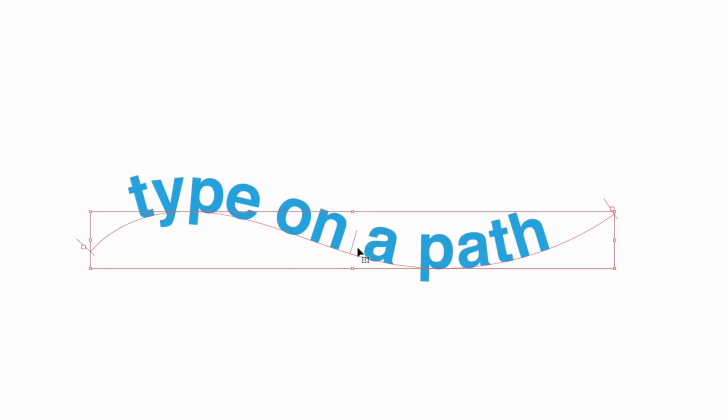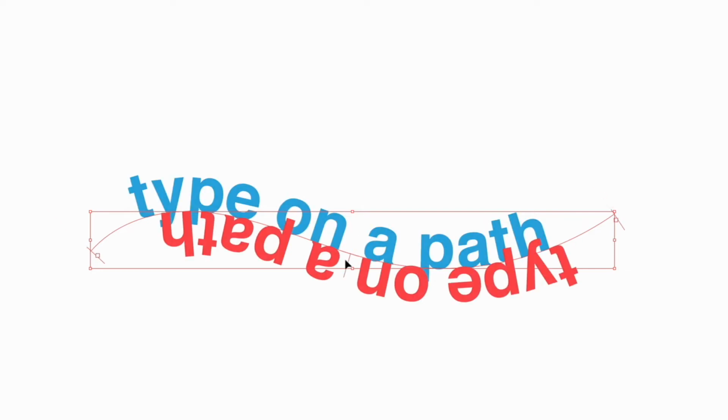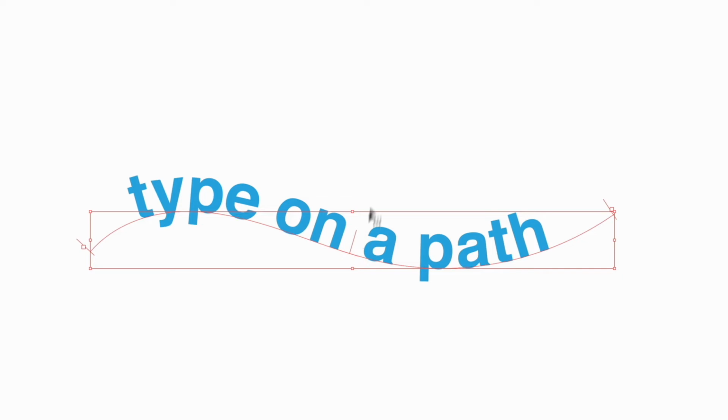This small line in the middle denotes the alignment to the baseline, so basically I can flip this. If I click and drag on it, we can actually flip the text to align underneath the path as well. This will come in handy in our next example, which we'll move on to now.